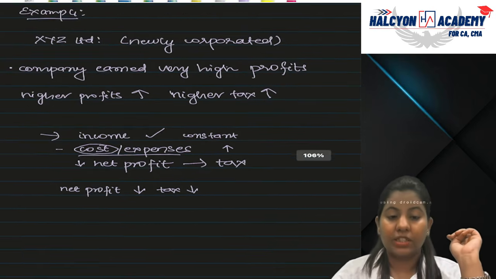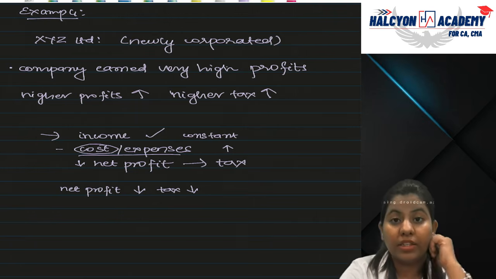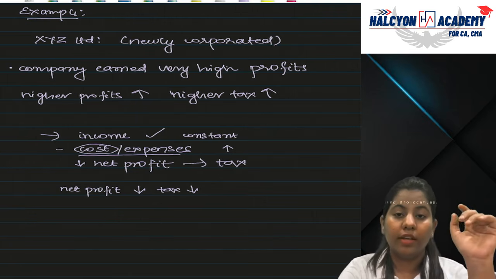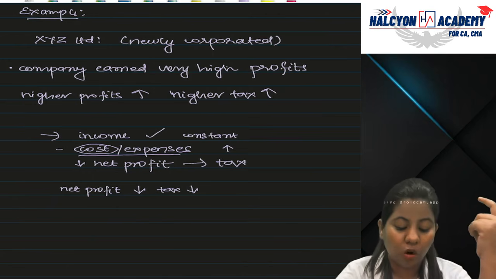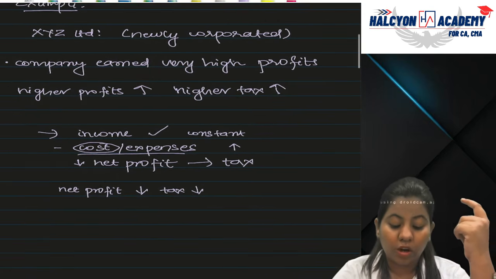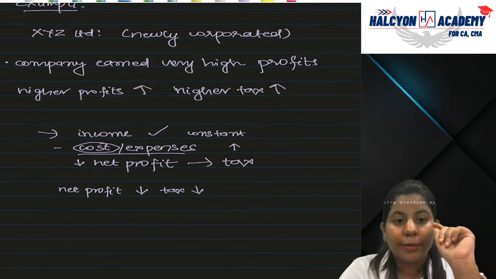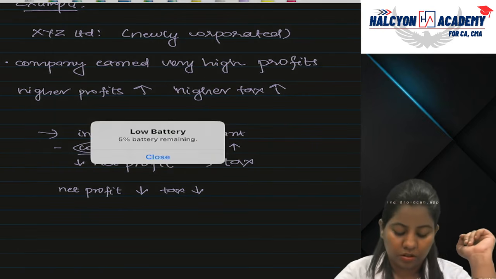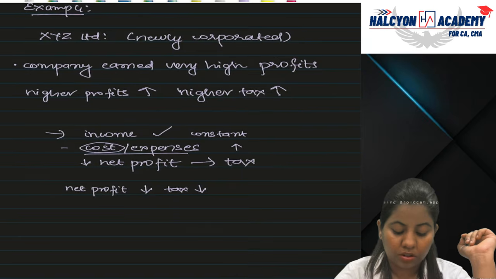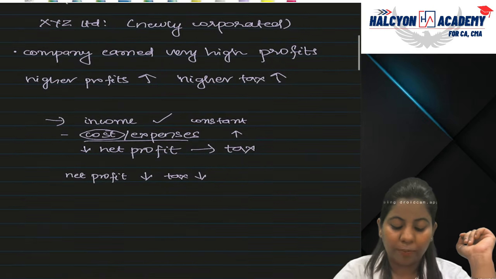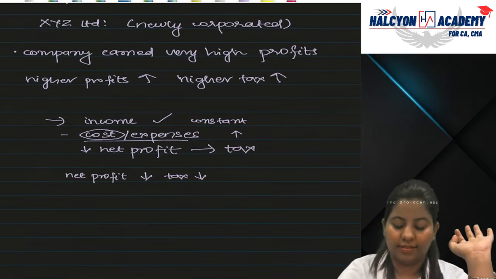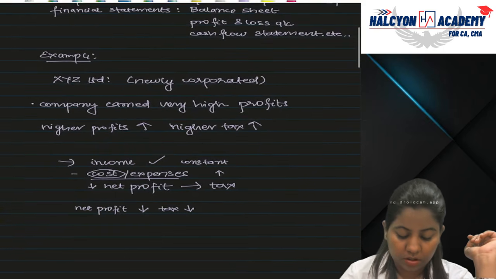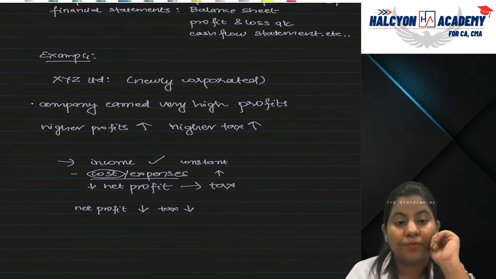Like this company XYZ Limited, many other companies do the same thing. They overstate their cost in the cost records in order to show less net profit and in order to pay less taxes. So this was the trick of the company to pay less taxes. I hope this is clear.